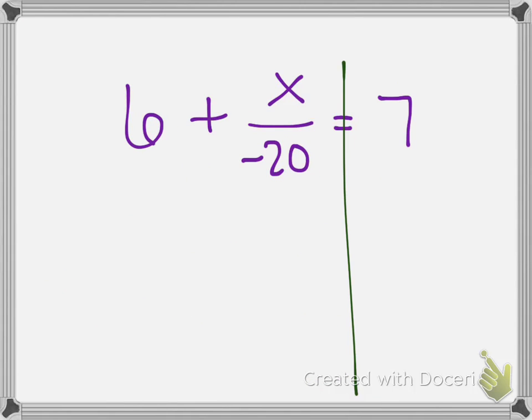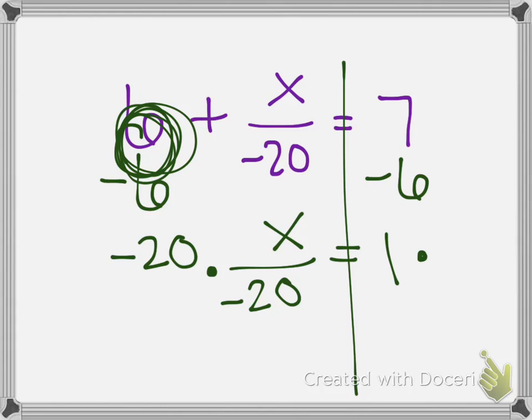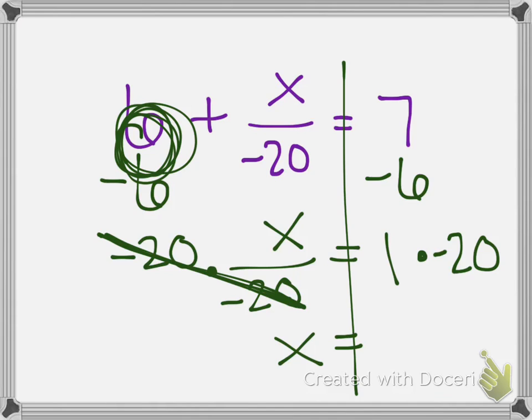Okay, same thing. 6 and negative 20 are the numbers that need to go. So I'm going to get rid of the 6 first because the 6 take away 6 is 0. That's a good thing. That's what we want. X over negative 20. 7 minus 6 is 1. And because the 20 is dividing, we'll multiply by negative 20, both sides. Negative 20 over negative 20 is 1. Bring down your x. 1 times negative 20 is negative 20. There it is.